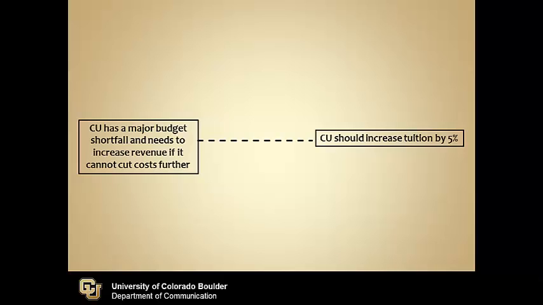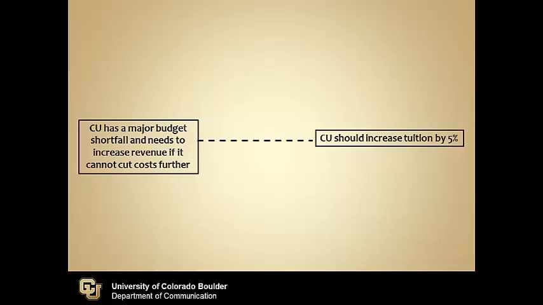This evidence, or grounds, is just factual information about the current situation. Regardless of your position, it's just a fact that the university needs to raise more money to address its budget shortfall if it cannot cut costs any further. But nothing in this evidence suggests we need to raise tuition. After all, there are a number of things the university could do to raise more money besides increasing tuition.